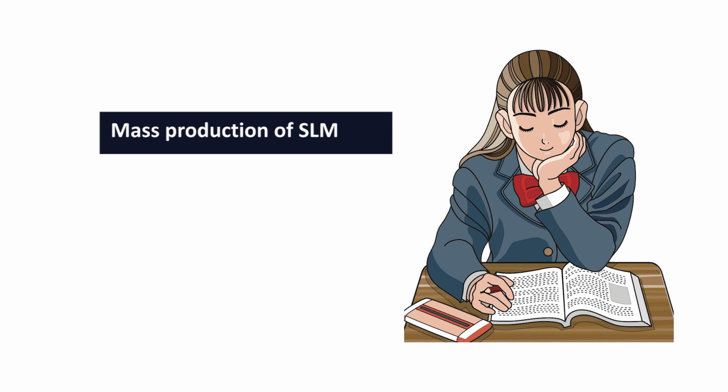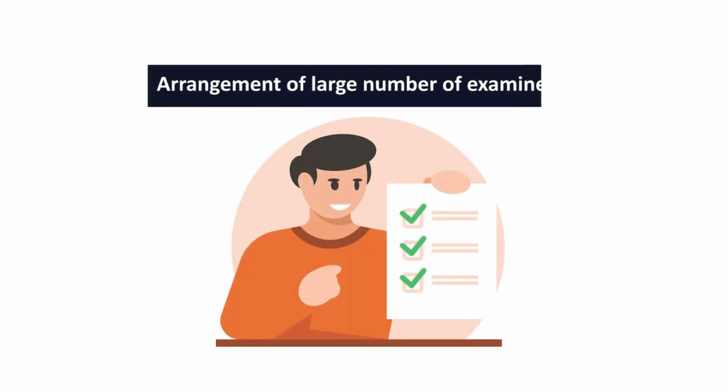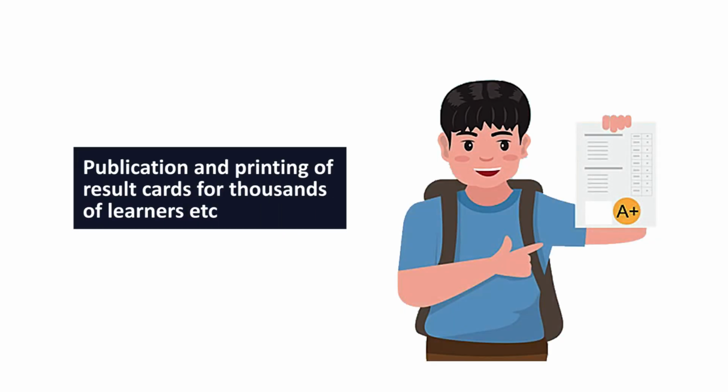It is not only limited to the printing or the production of the SLM. You have to distribute the SLM to each and every student. So, there must be some effective distribution channel. At the end of the program, you have to arrange the examination for a large number of examinees, and also the publication and printing of result cards for thousands of learners. So, open and distance learning is meant for thousands of students, for a mass number of learners. That is why it is called the industrial form of education.